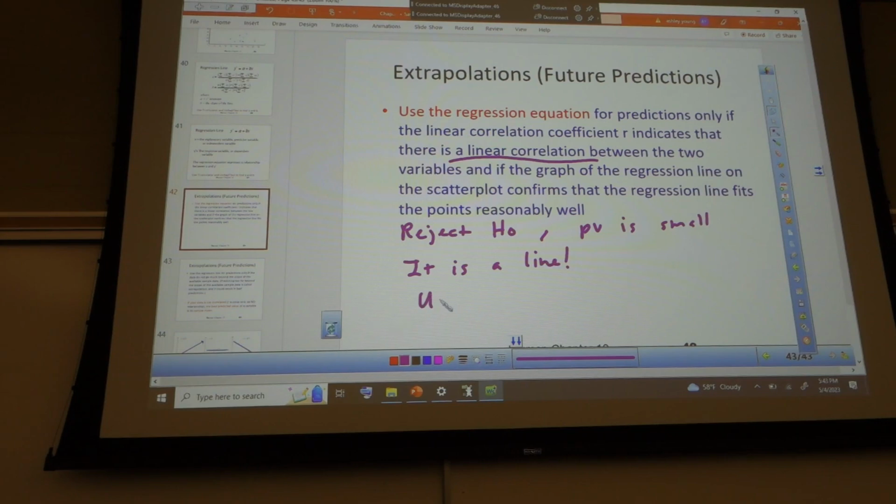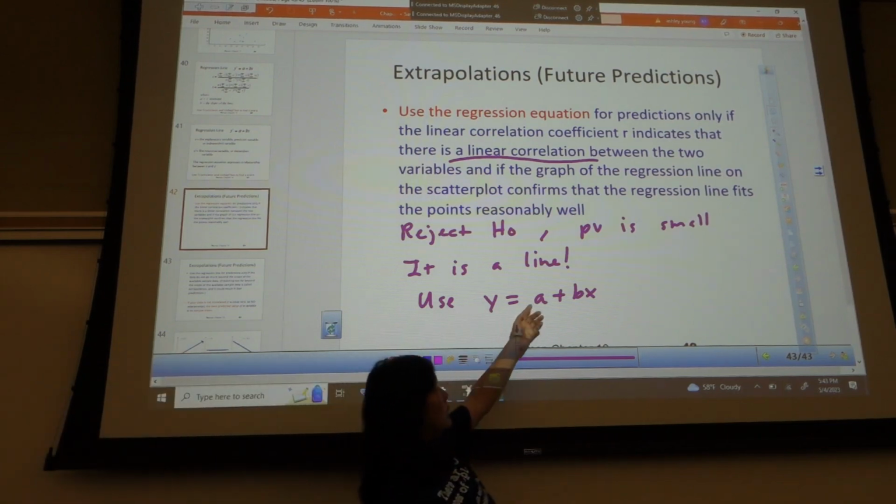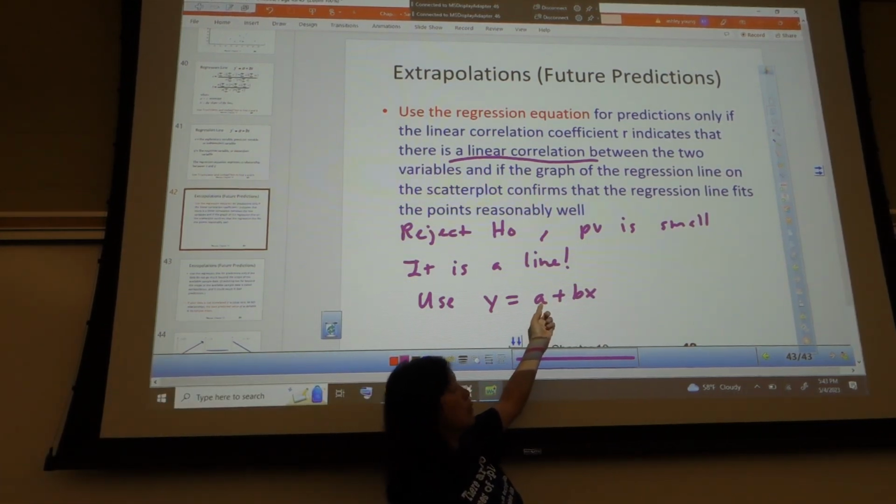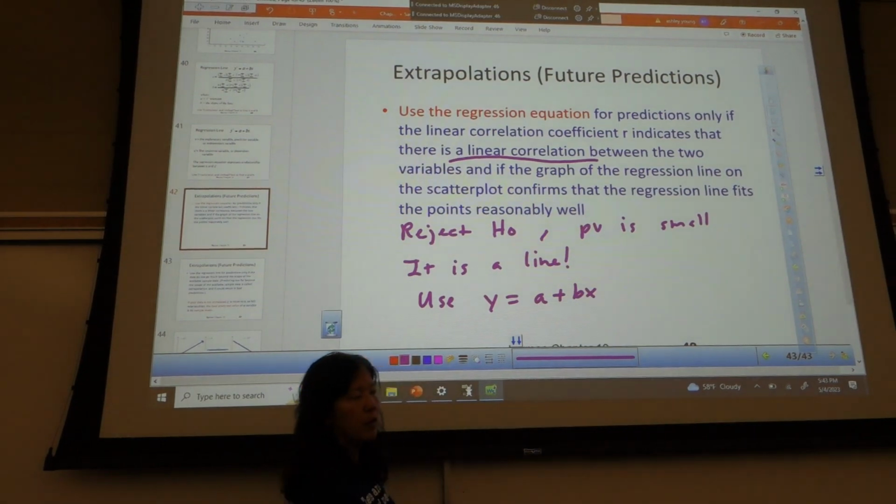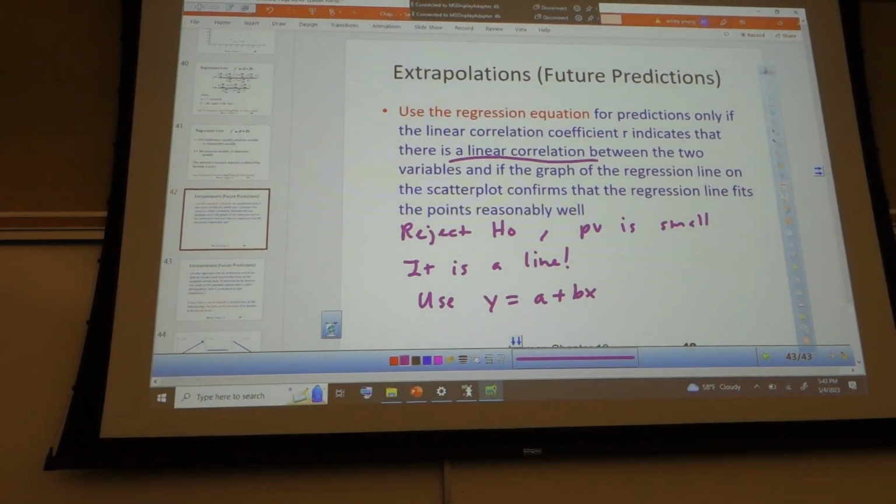So then you would use y equals a plus bx, which Raphael pointed out is very much like the standard y equals mx plus b. It's y equals your slope times x plus your other number. Okay, everybody have this down?